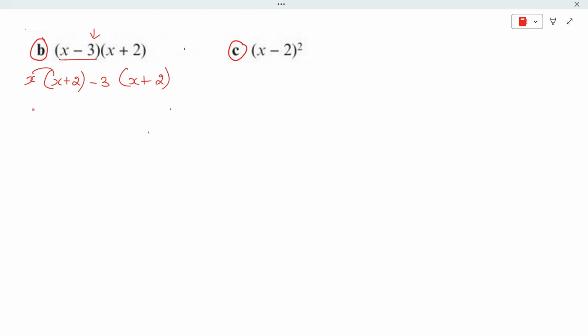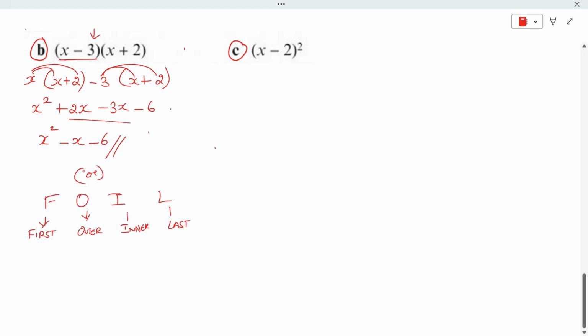Now x times x is x square, plus x times 2 is 2x, minus 3 times x is minus 3x, minus 3 times positive 2 is minus 6. So now combine the like terms together. You will get minus x minus 6, right? x square minus x minus 6 will be the answer.